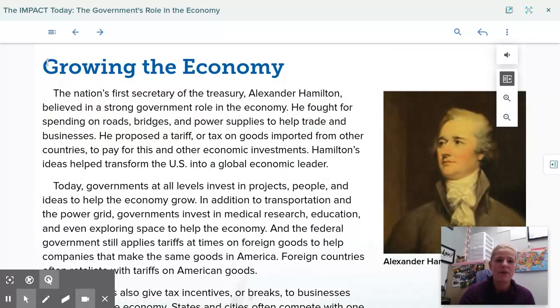All right, and then we have growing the economy. The nation's first Secretary of the Treasury, Alexander Hamilton, pictured here, believed in a strong government role in the economy. He fought for spending on roads, bridges, and power supplies to help trade and businesses. He proposed a tariff, or tax on goods imported from other countries, to pay for this and other economic investments. Hamilton's ideas helped transform the U.S. into a global economic leader.